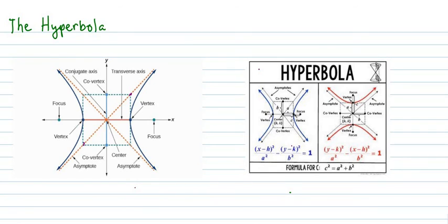The hyperbola. Now, one of the basic concepts in hyperbola is to determine its parts. So this is a hyperbola with a transverse axis horizontal.